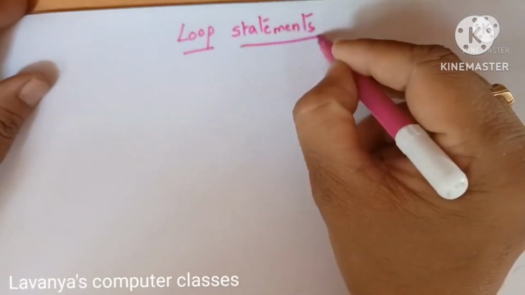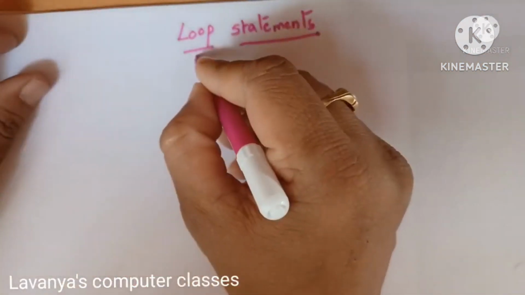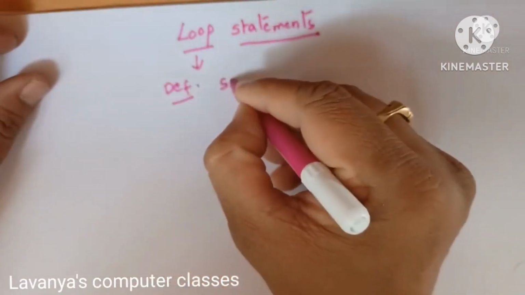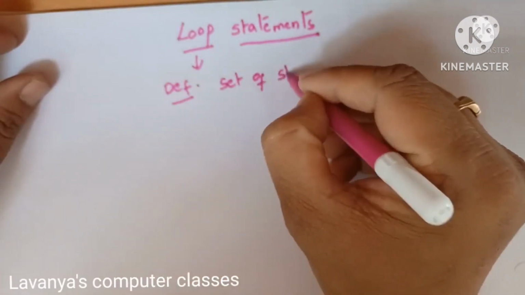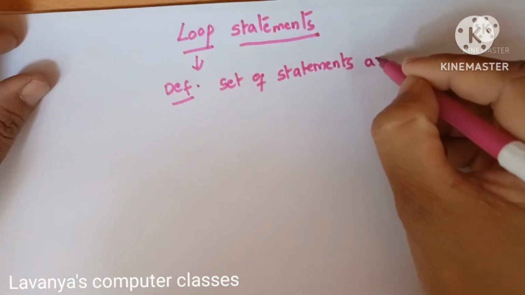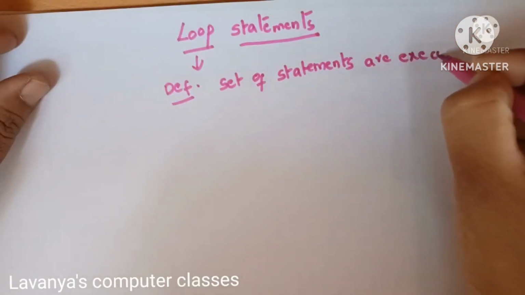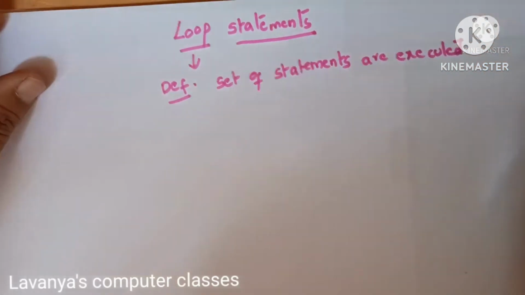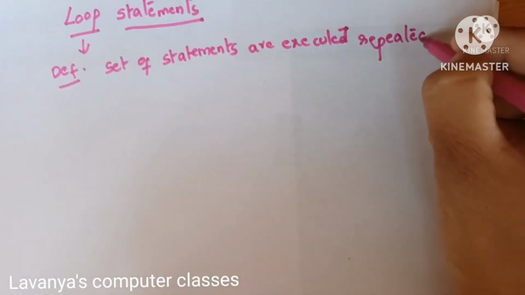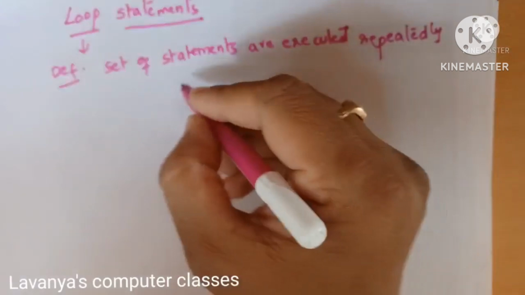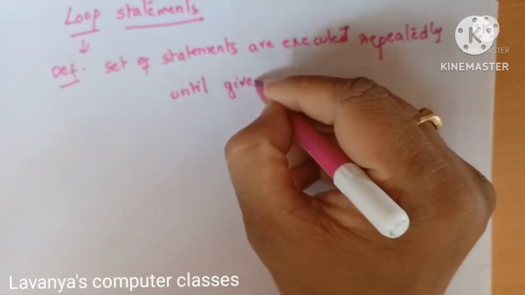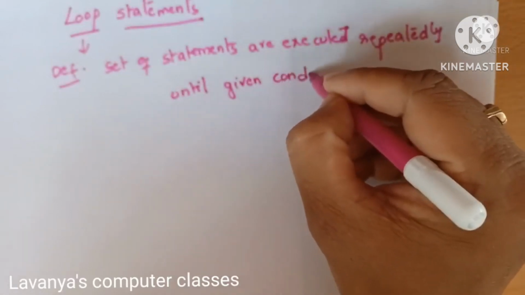Loop means a set of statements are executed repeatedly, continuously, until the given condition is satisfied. So that is called a loop. For example, if we want to execute the same set of statements 10 times, repeatedly and continuously, how do we do it? In that stage we require loop statements. Any statements are executed repeatedly or continuously.